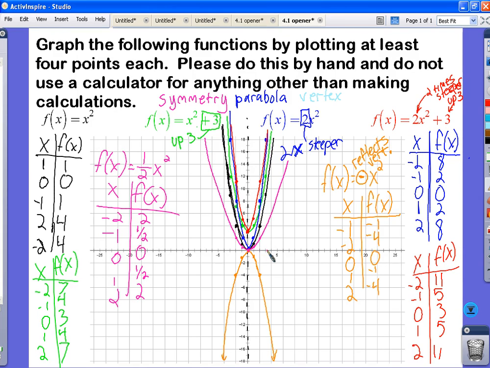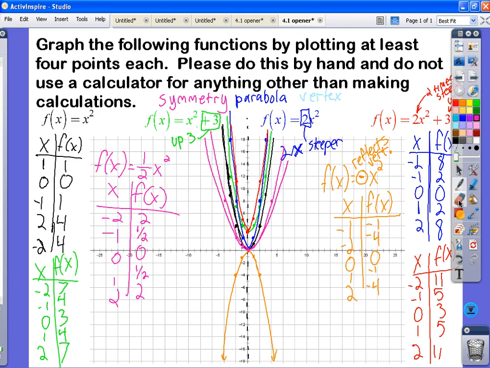4 would give us 8, right? 4 squared is 16. But then we divide it by 2, and we should get 8. So I should really kind of redraw this. And we should get -4 going through 8. I'm going to erase those.